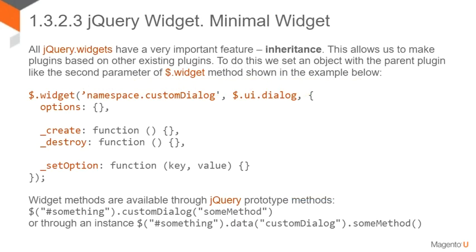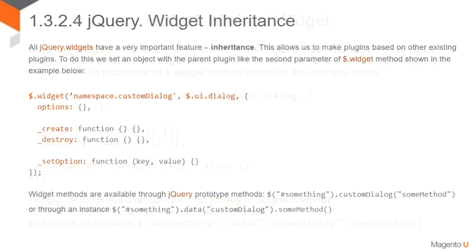This is an example of a minimal jQuery widget. jQuery widgets can be extended by passing an object to extend as a second parameter to the jQuery Widget Factory, as shown on the slide.